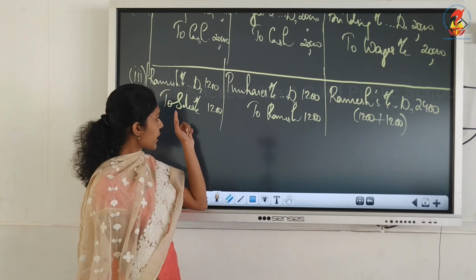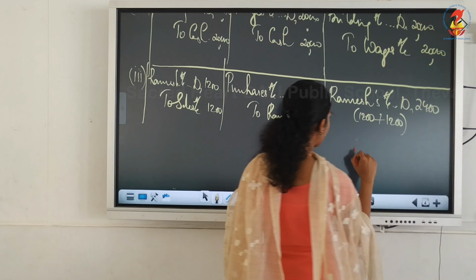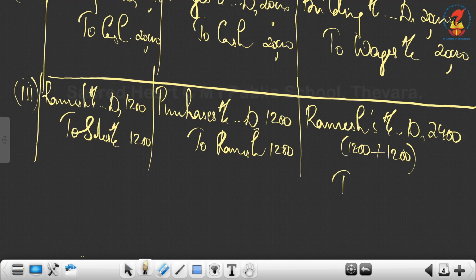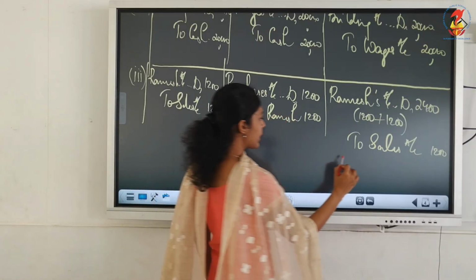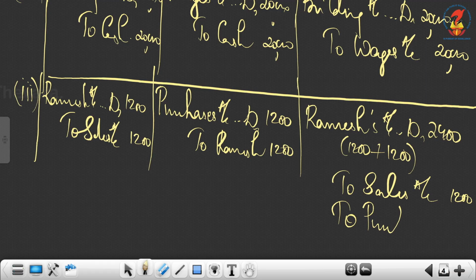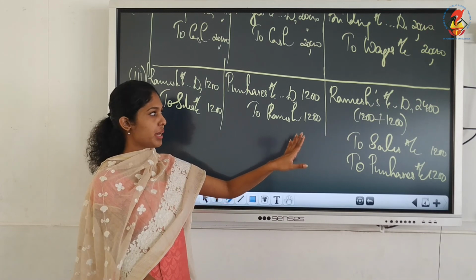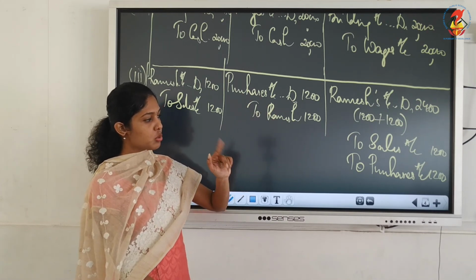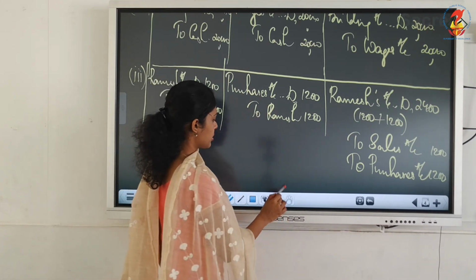Then sales account is to be credited, which we haven't done, so we will do it now. Just write to sales account 1200. Then purchases account was wrongly debited, that we will cancel now. So to purchases account 1200. So this is the final journal entry, that is a compound entry: Ramesh's account debtor 2400, to sales 1200, to purchases 1200.